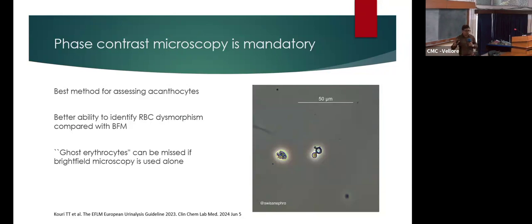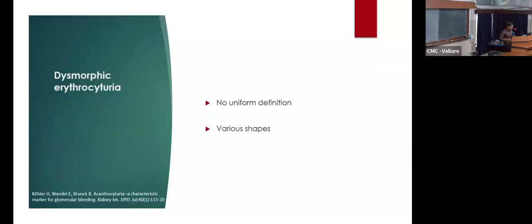So you can see them in the urine. What are the ghost RBCs actually? These are RBCs with a thin membrane. I will show an image if you have. This will be the thin membrane with loss of hemoglobin inside the RBCs. So ghost RBCs can be detected only in the phase contrast microscopy. That is another kind of the dysmorphic RBC.